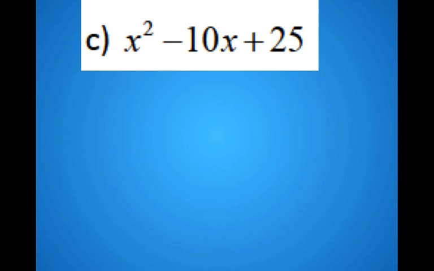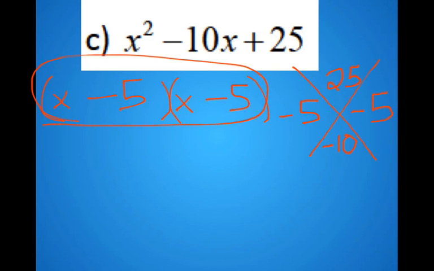Okay, next one we're looking for two numbers that multiply to be 25 and add up to be negative 10. Think about it a little bit, and eventually you will get negative 5 and negative 5. So go right to your double bubble, x and so minus 5 and minus 5, and that's your answer.